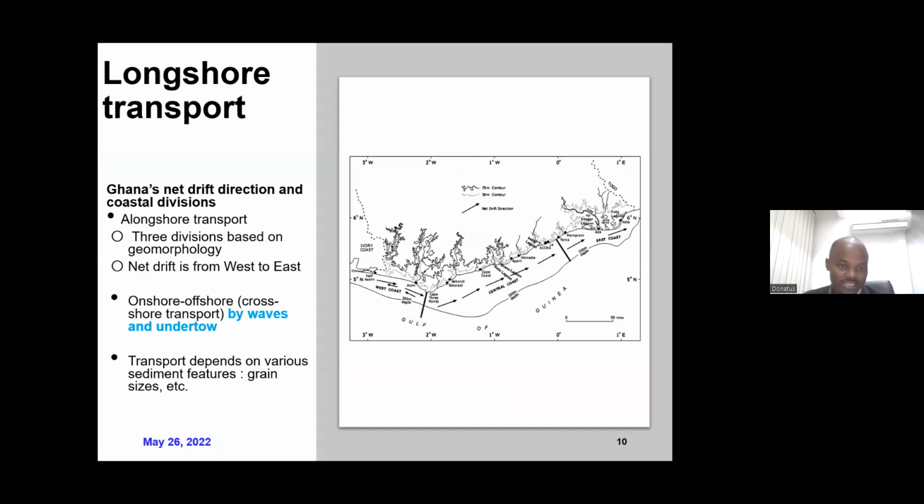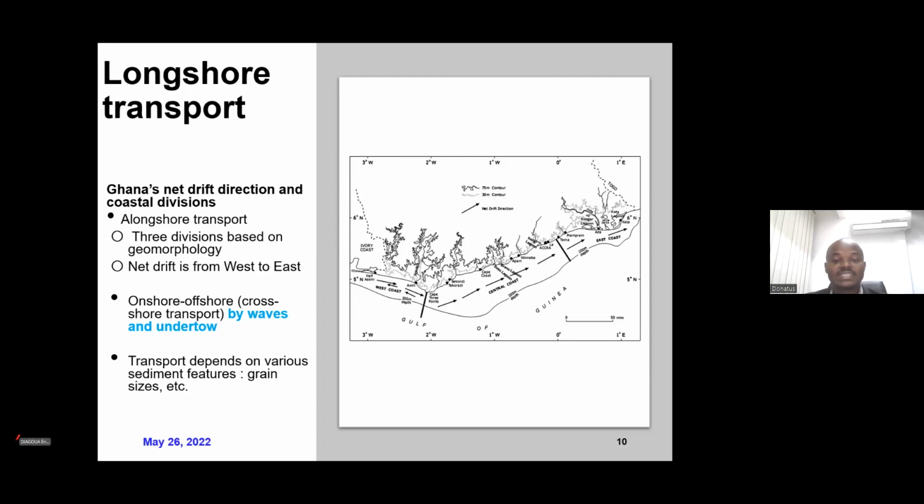Yes, we are doing a lot. A lot of research has been going on. We will be able to identify the overall drift. And as you will see in the figure to the right, the global or the net drift of sediment along the coastline of Ghana comes from the west to the east.